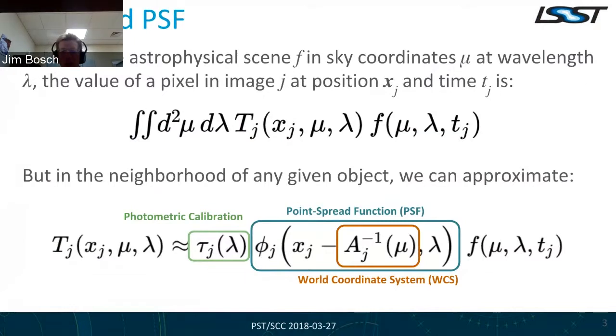And then this A term is what I'm calling the world coordinate system, the WCS. That's just a transform from the sky coordinates to the pixel coordinates. In this case, I'm defining it so that the transform is from pixel coordinates to sky coordinates. So obviously, if we go from sky coordinates down to pixel coordinates, that's the inverse of that transform.